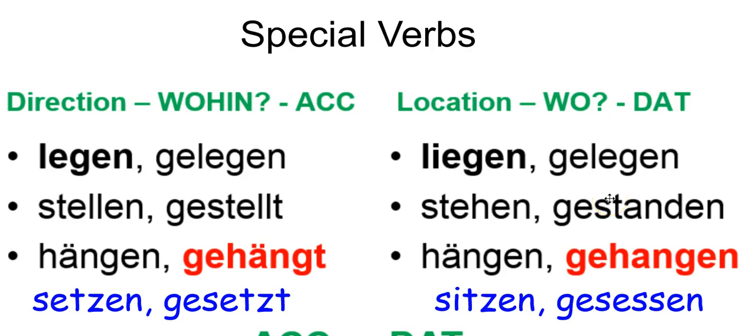These are special verbs that you need to look at when you're looking at two-way prepositions. Certain verbs will pretty much always help us answer the question wohin. So when used with the two-way prepositions in German, they'll take the accusative case, and the other list is for the wo, or location, which will take the dative case.